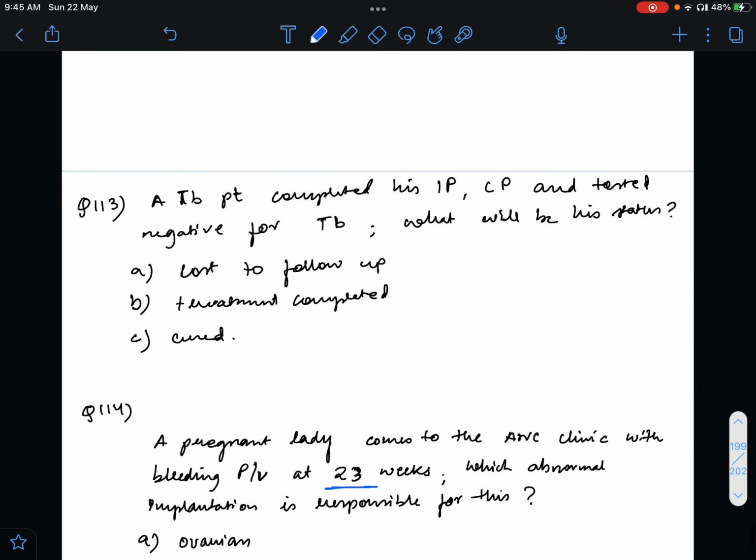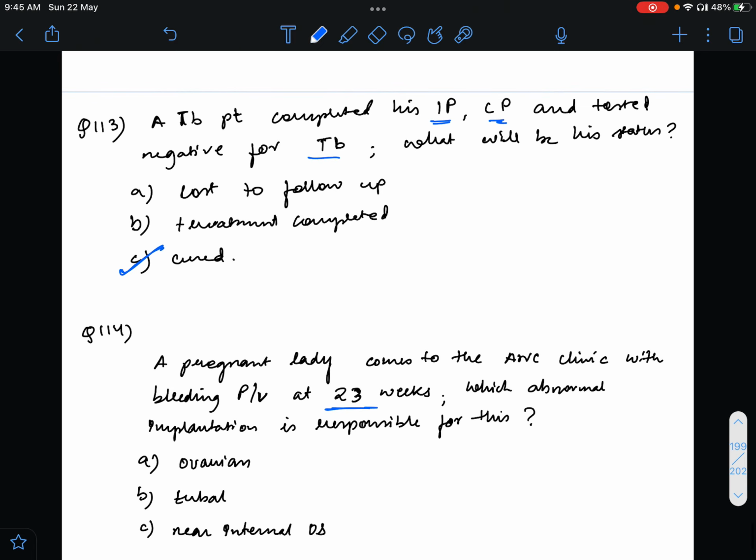Question 113. A TB patient came, completed his intensive phase and continuation phase, and tested negative for TB. What will be his status after he has tested negative? The options are lost to follow-up, treatment completed, or cured. I think the answer for this will be cured because he has completed his course and also has tested negative. So the answer should be cured.